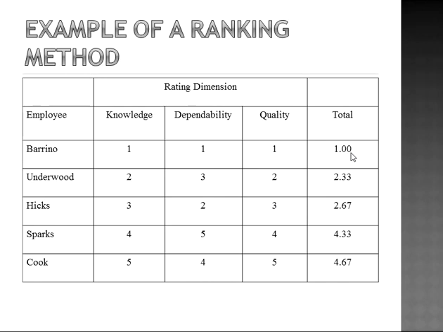So here's an example of a ranking method. We have a scale here of 1 to 5. We're going to assume here that 5 is better. They're ranked high on a particular knowledge or dependability or quality. And we just rank them this way: 5, 4, 3, 2, 1. Okay, so we have Cook with the 5, Sparks 4, Hicks 3, Underwood 2, Barino 1 for knowledge, and then we do the same type of thing for dependability and quality, each given a rating. Then we can do the average, and we can see who comes out on top in this ranking method with a higher score.